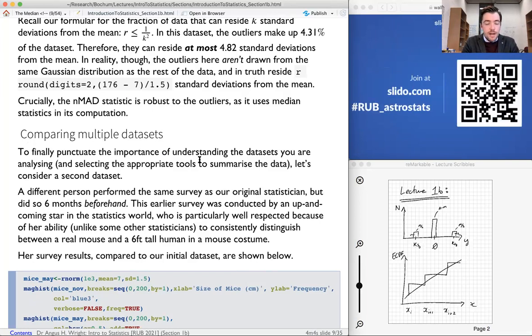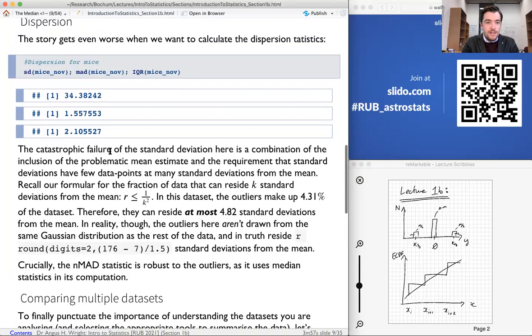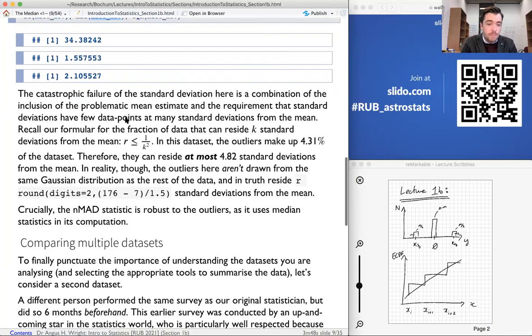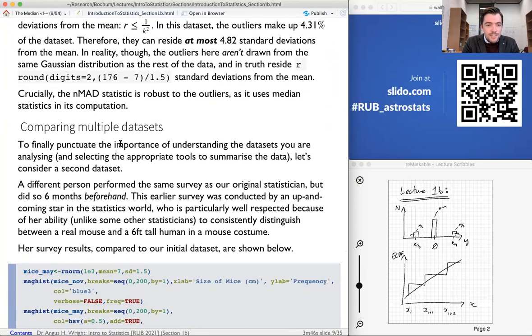We're going to look at a new addition to our data set. So basically, we've got our mice data set that was created by our statistician, and let's say that survey happened in November, which is what the little NOV here stands for. Now, in addition to this data set, we have another data set that was performed by a different person at the same place, but was done 6 months beforehand, so in May.